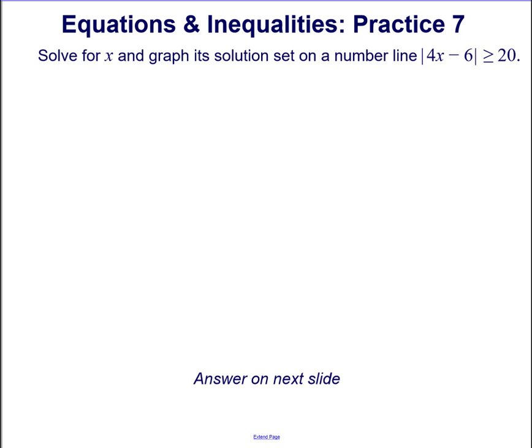Equations and inequalities practice number 7. Solve for x and graph its solution set on a number line. The absolute value of 4x minus 6 is greater than or equal to 20.